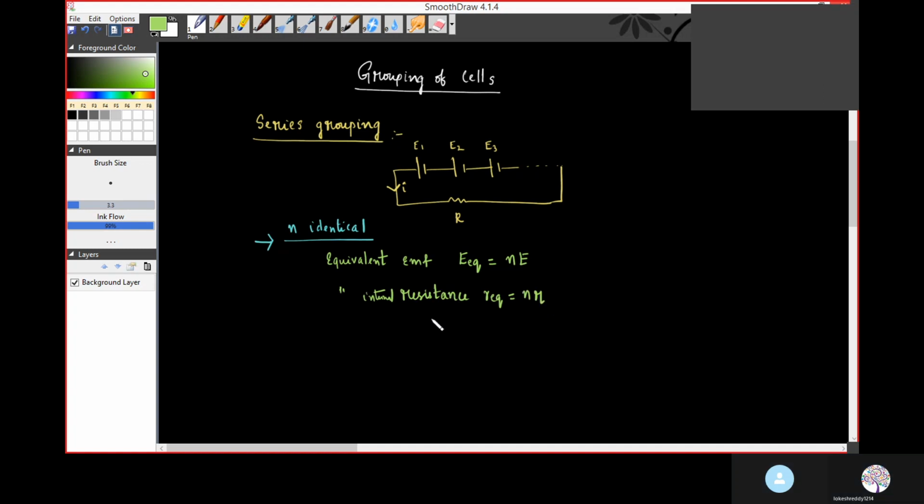So the main current I is equal to NE by the external resistance R plus the internal resistance NR.